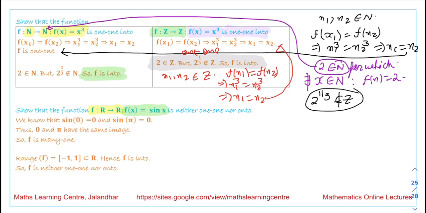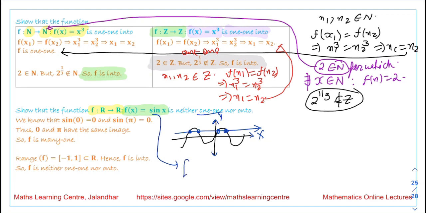So this thing we have already seen using the graph of the function sin x. The graph of the function sin x is in this form. If we draw a line parallel to the x-axis, we can see it intersects the graph of this function at different points. So it means this function is not a 1-1 function. And second thing, we know that the range of this function sin x is from -1 to 1. This is the range of the function f, and this is not equal to the codomain of the function f. So we are saying this function is not an onto function, it is an into function.